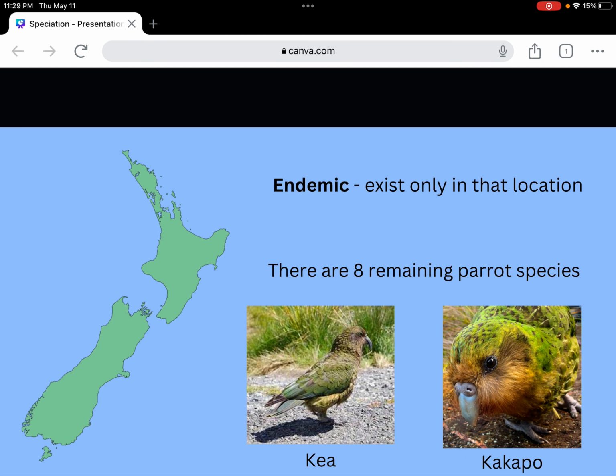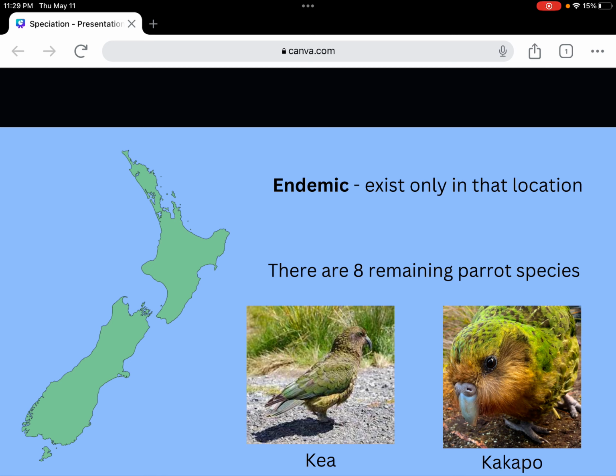So, this is a zoomed in picture of New Zealand. There are 8 remaining endemic parrot species in New Zealand. Endemic meaning they only exist in New Zealand. That's how crazy they are. So there's some other ones that are kind of boring, but let me tell you about my 2 favorites. Of course, I have to have more than one favorite. So the kea I already told you about, alpine, cold-loving, carnivorous parrot. But let me tell you about the kakapo.